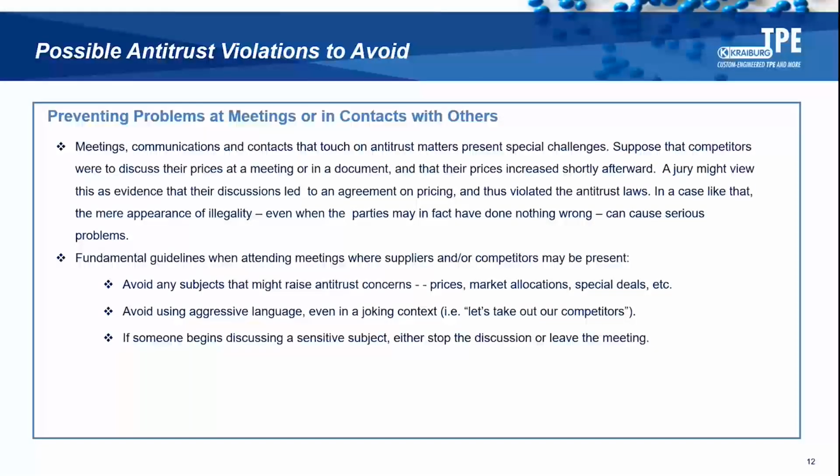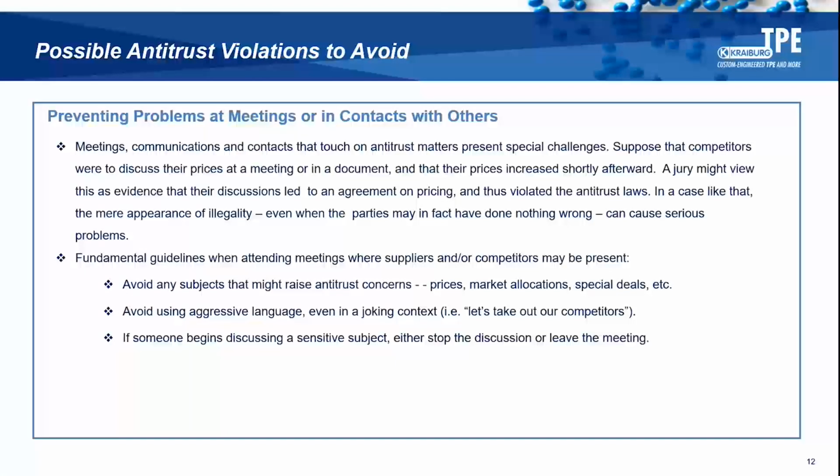Preventing problems at meetings or industry contacts with others. Just be aware that meetings, communications, and contacts that touch on antitrust matters present specific challenges. Suppose, for example, that competitors were to discuss their prices at a meeting or in a document, and that their prices increase shortly afterward. A jury might view this as evidence that their discussions led to an agreement on pricing and thus in some way violated antitrust laws. In a case like that, the mere appearance of illegality, even when the parties may in fact have done nothing wrong, can cause serious problems.